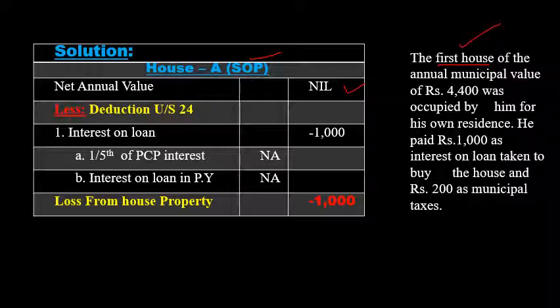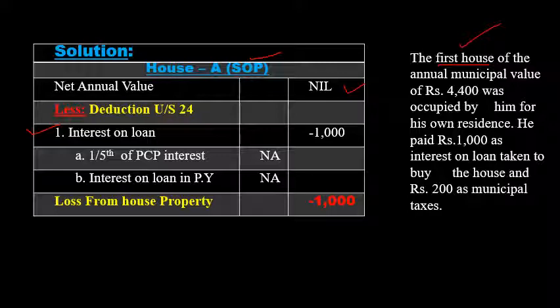Net annual value is nil. Then comes deduction under section 24. Only one deduction, that is interest on loan. If the loan is borrowed for the construction of a house or for the purchase of a house, then you have to find out 1/5 of pre-construction period interest and interest on loan in the previous year.